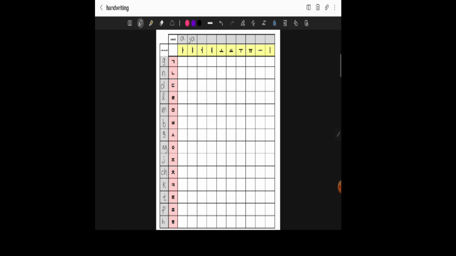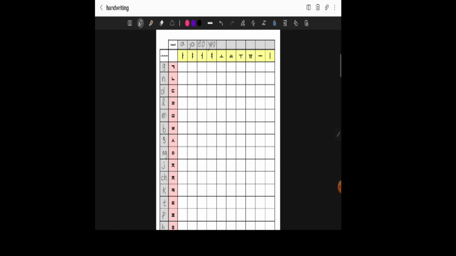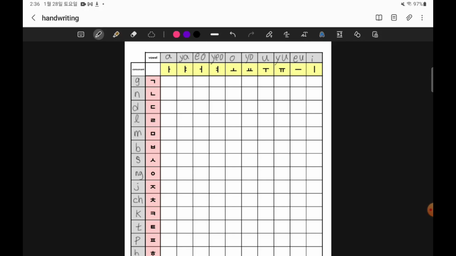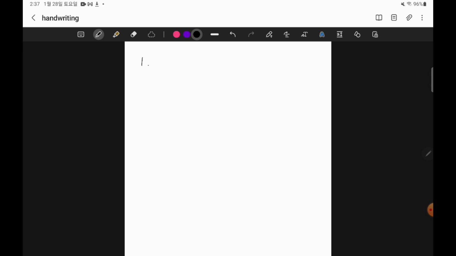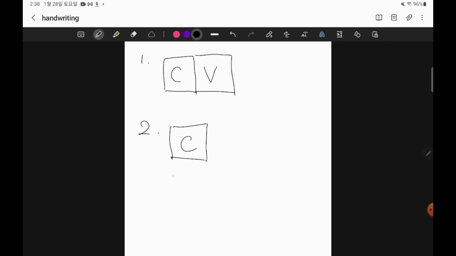아, 야, 여, 오, 요, 우, 유, 이. Beautiful. Before you combine each consonant and vowel, we have to know some rules about how to make a letter. The first one: when you combine each consonant and vowel, the consonant always, all the time, precedes the vowel. Like this or this.